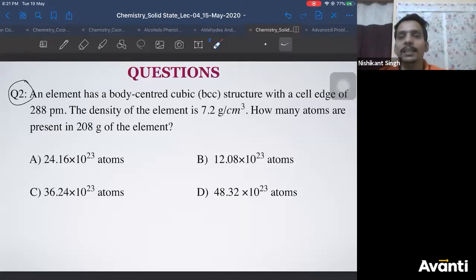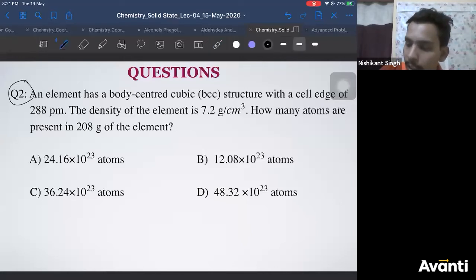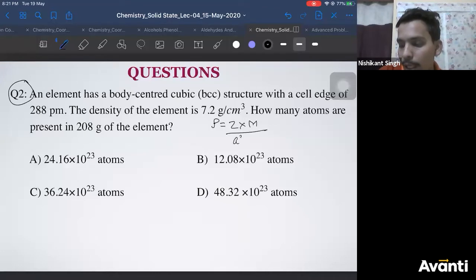Okay, chalo, let's solve this. So first, let's see what all is given to us. In this numerical, I will first write the formula of density. My density formula is rho is Z into molar mass divided by A cube into Na, where A is edge length and Na is Avogadro number. Z, we know BCC it is 2, FCC 4, simple cubic 1. So this is your density formula.